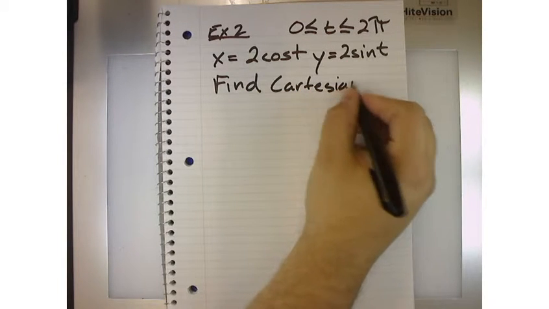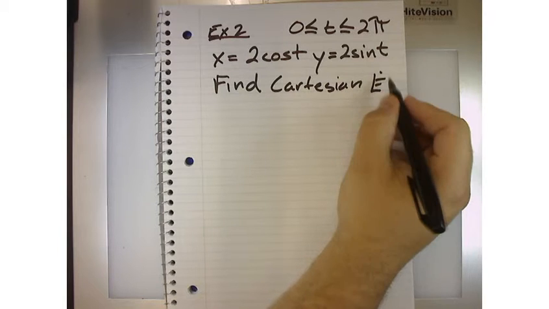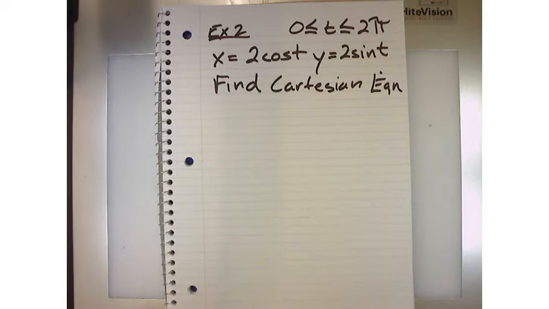So if your parents ask you what you learned today, you could say, well, it's nothing really. Mr. Adams showed us how to take basic parametric equations and convert them to Cartesian equations. But other than that, not much.